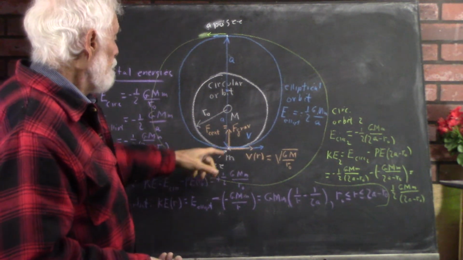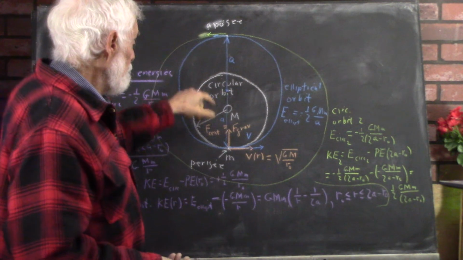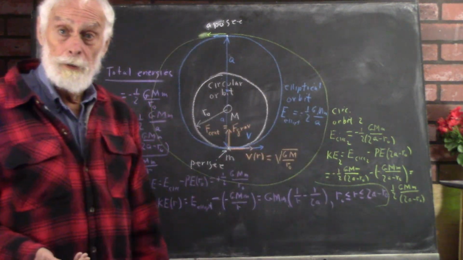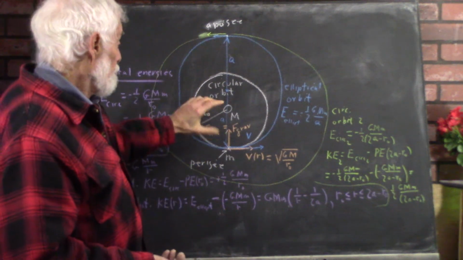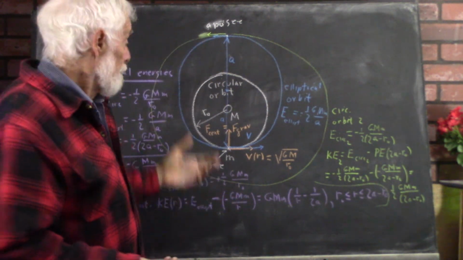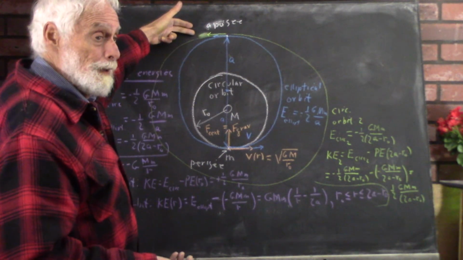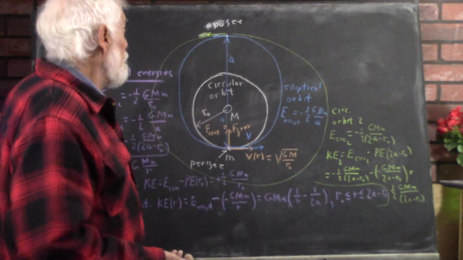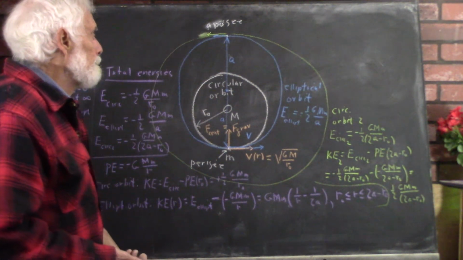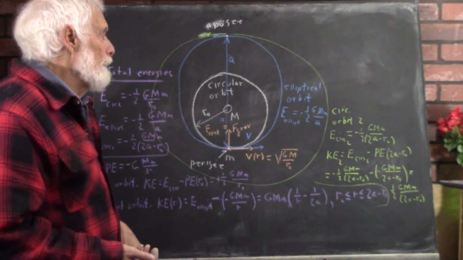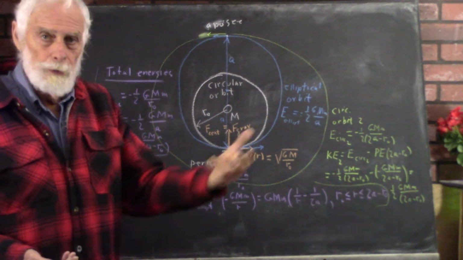Now, any way you go from this circular orbit here to this circular orbit here, it's going to cost you the same amount of energy, because the total energy of this orbit and the total energy of this orbit are different. This orbit has a higher total energy than this orbit. So you're going to burn the same amount of fuel either way.